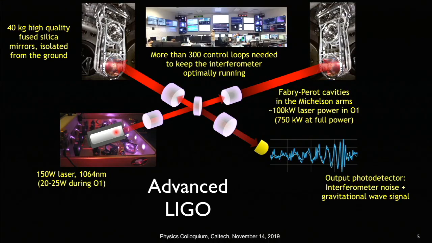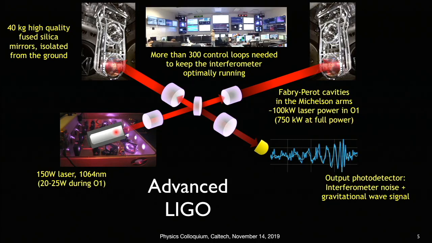While in initial LIGO we had basically a simple pendulum, a smaller mirror hanging on a guitar string, we now have a complex system of a quadruple pendulum that is supporting 40-kilogram high-quality fused silica mirrors. And this has been designed to better defend the detector from one of the biggest noise sources, which is the seismic noise. There are more than 300 control loops needed to keep the interferometer optimally running.